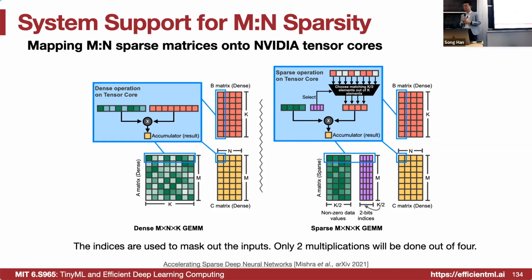So if the matrix has even a single case where there's more than 2 non-zero values in a given sector, is it completely invalid and you can't use any of it, or it will be ignored? If you have 3 non-zeros, then we only have the capacity to store half of the entries. So during pruning, the software engineer will prune the model such that you have at least 2 zeros out of 4 entries.